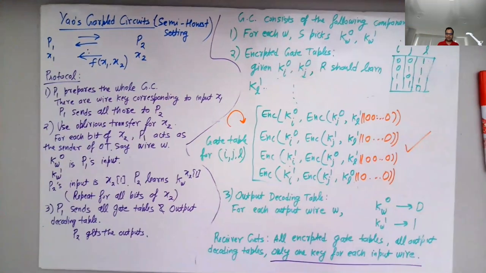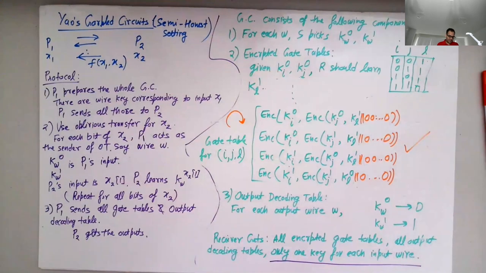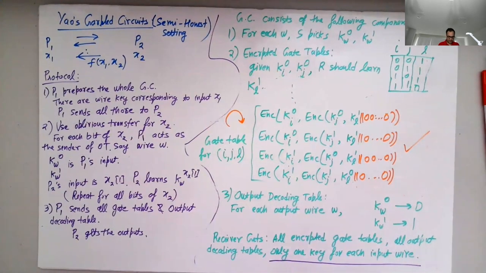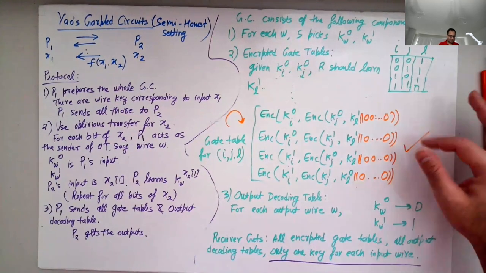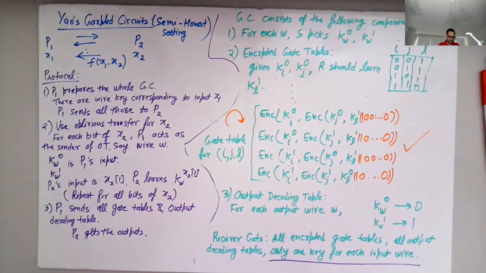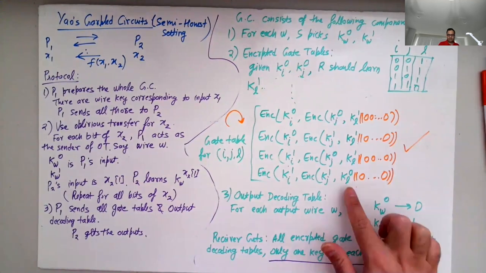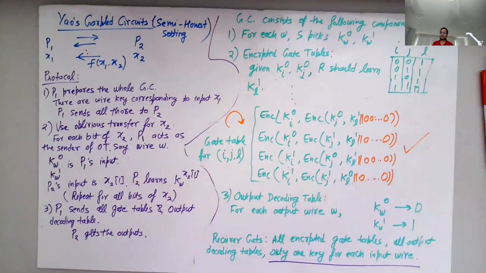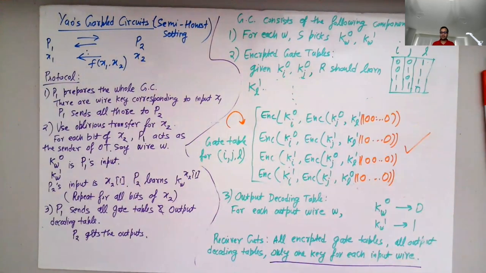Just to give you a very brief idea of what the other construction looks like. In the other construction, you randomly shuffle the table. But when you encrypt the keys, you also encrypt some sort of identifier, which allows you to pick one of these four entries. That's a very high level idea. Okay, good.